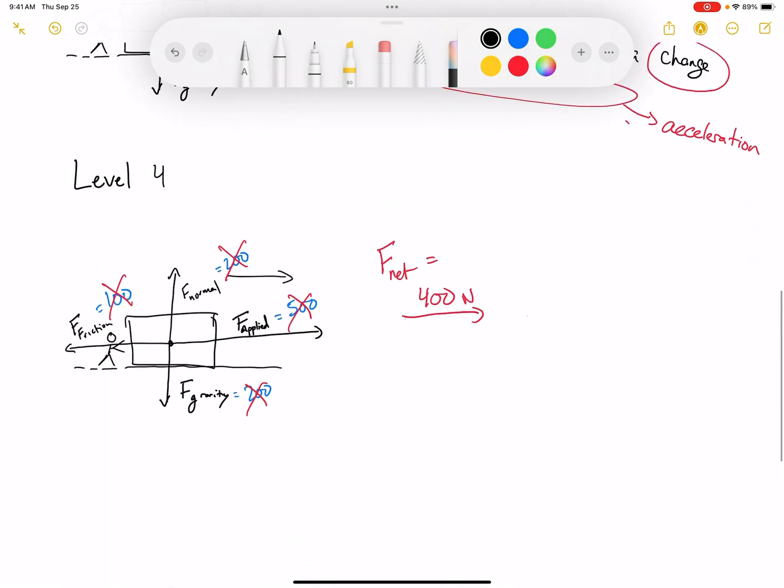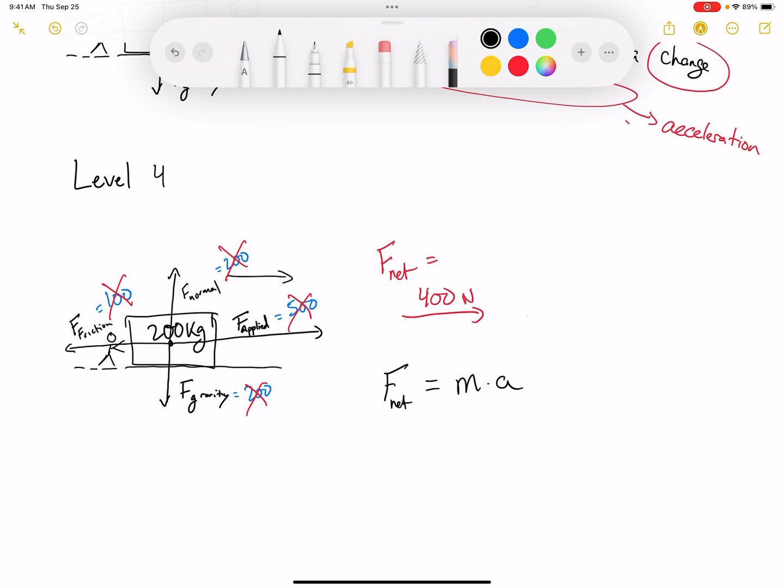So here's my scenario. I still have my small man pushing a very, very large box, and I'm going to tell you that this box is 200 kilograms. This is about a 450-pound box, very big box. Now, we solved earlier and did all of our math and found out that we have a 400 newton net force acting on this box. And Newton's second law says that a net force is equal to a mass times an acceleration.